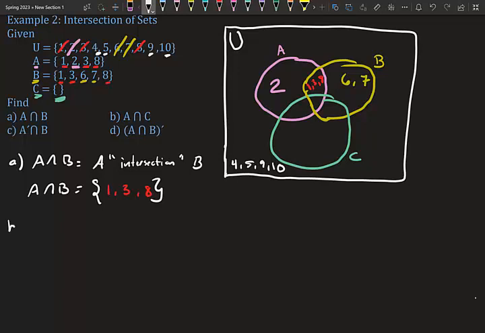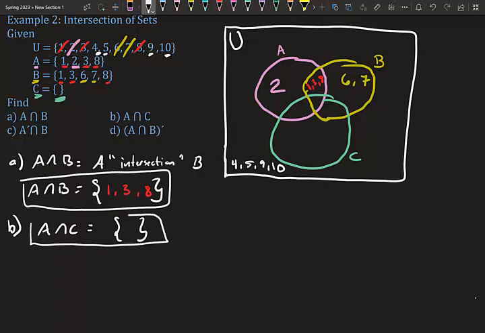All right, let's do B. So B is asking for A intersection C. So A intersection C, that's right here. There's nothing there. Since there's nothing there, it's nothing. There is no intersection. So how we say nothing in sets is using an empty set. There's nothing there, so it's empty.